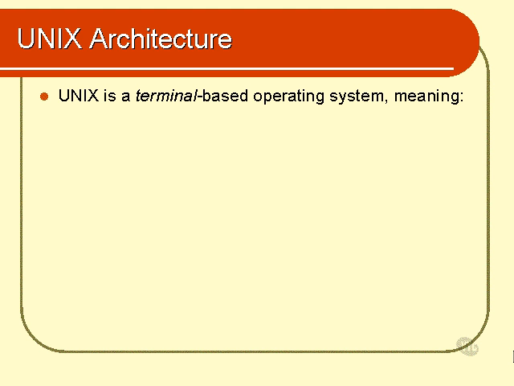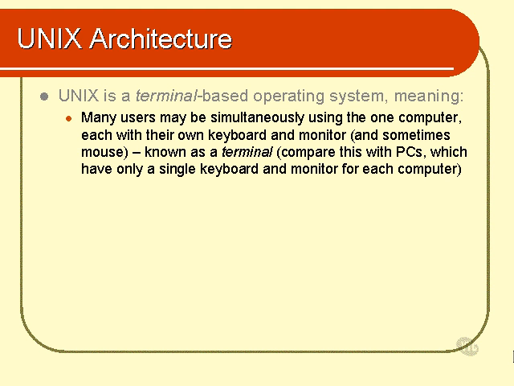Unix is a terminal-based operating system. Not many operating systems are terminal-based. I'll show you what that means. It means that there is essentially one computer. Many users may be using that one computer. Now, we've got to get our concepts right in our head. A keyboard and a screen do not constitute a computer. They constitute a terminal. Well, in the Unix world at least, they constitute a terminal.